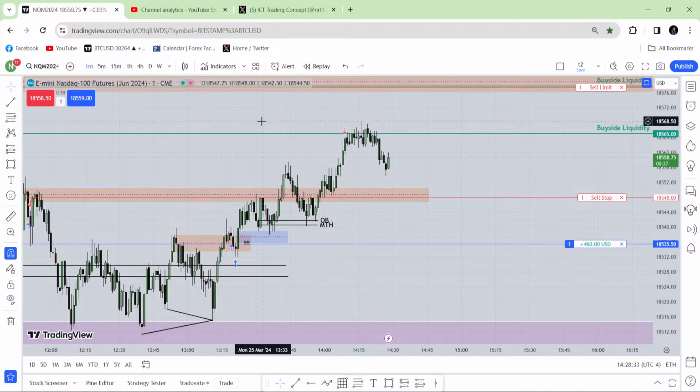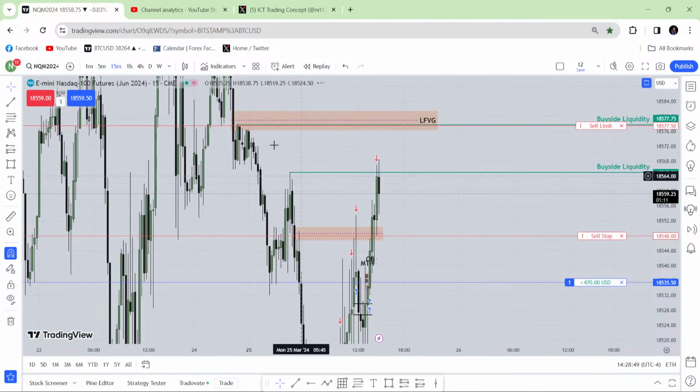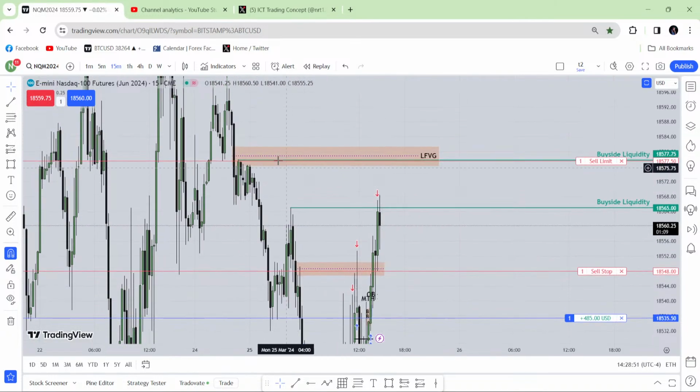If I get a market structure shift toward the downside, I'm not interested to take sell. I'm only interested to take buy until price reaches that buy side, that fair value gap from the 50-minute chart. Let's go to your 50-minute chart. See this fair value gap over here. This is the last fair value gap. Before reaching over here, I'm seeing this as a random reversal.